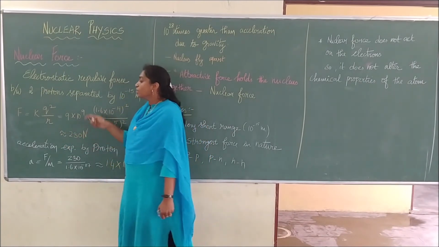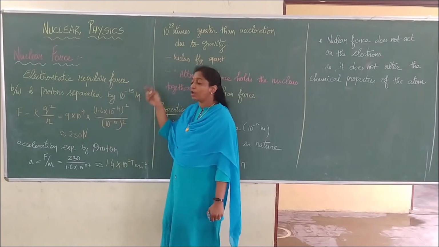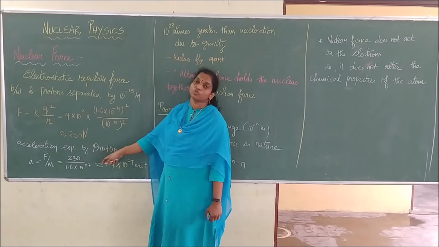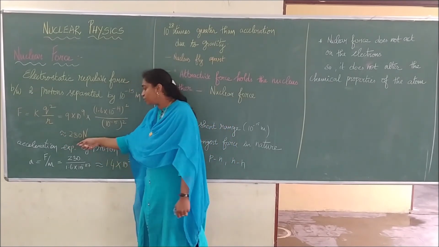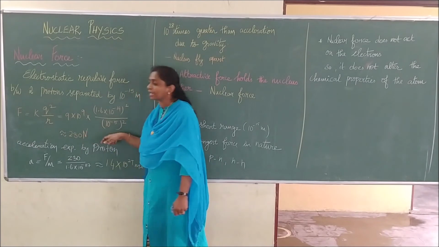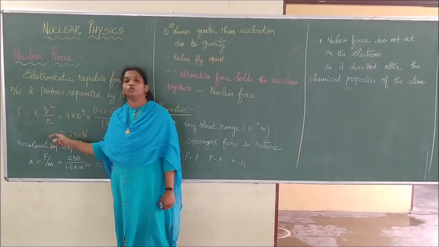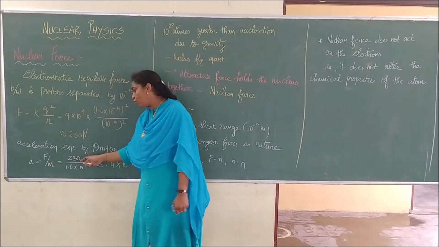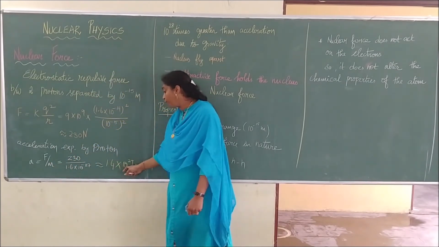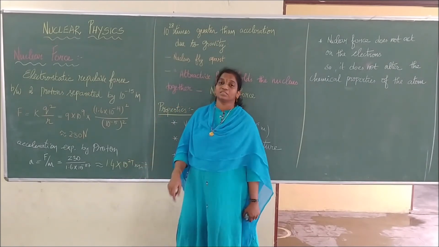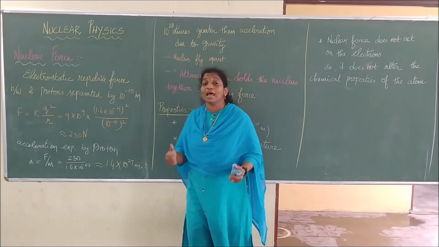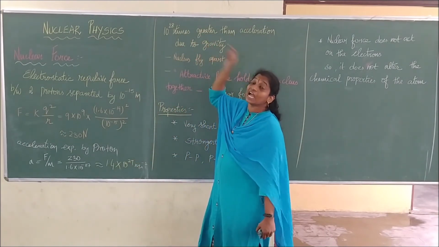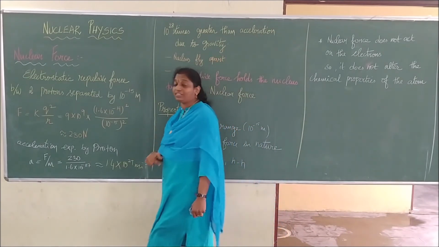Therefore, we can say that the proton experiences this force, right? So we are going to have an acceleration produced in a proton. What is the acceleration experienced by a proton when this force acts on it? The formula: force is equal to mass into acceleration. Acceleration is equal to force divided by mass. That gives you 1.4 × 10⁻²⁹ m/s². Therefore, a proton experiences this much acceleration, which is 10⁻²⁸ times greater than the acceleration due to gravity.